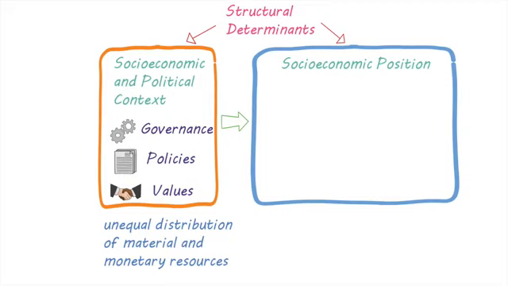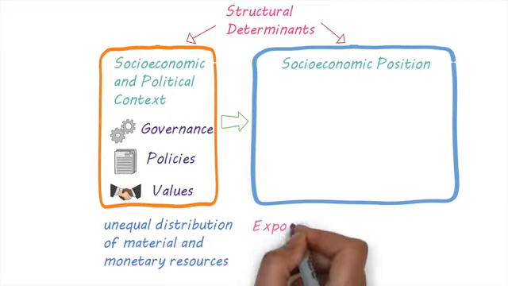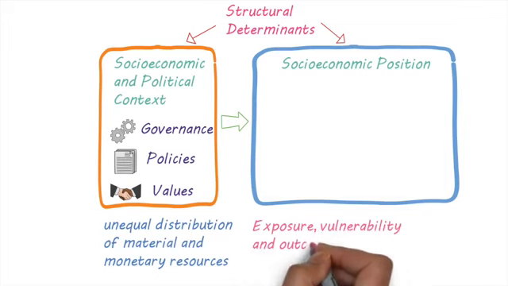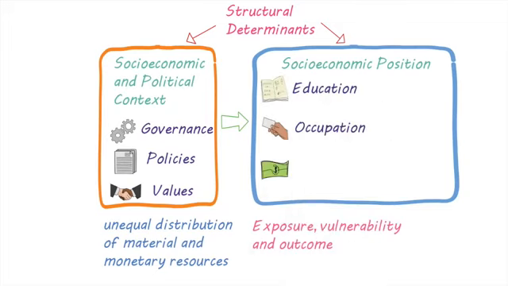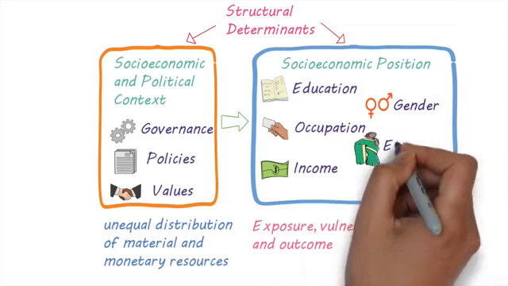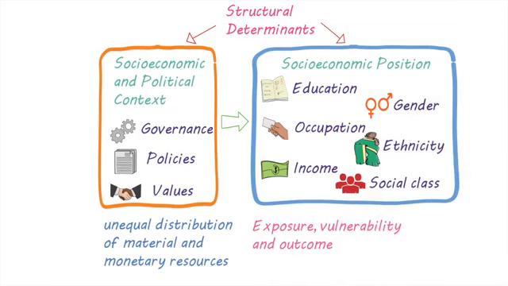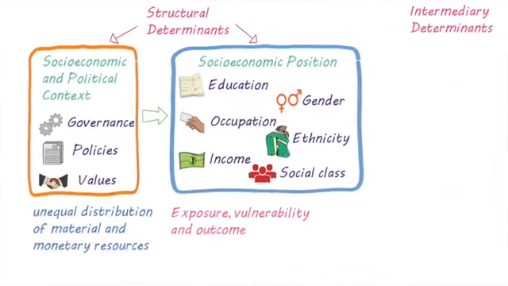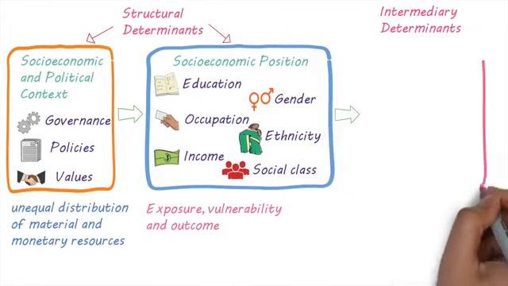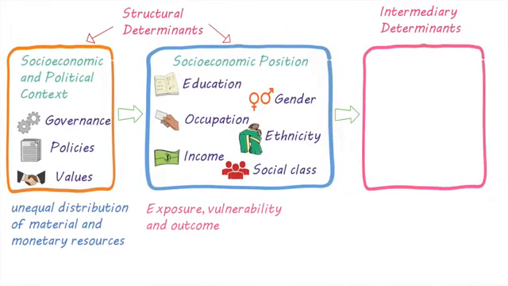The socioeconomic position describes a person's place in society, which can affect their exposure, vulnerability, and outcomes to conditions that have an impact on their health. The socioeconomic position is determined by a number of factors such as education, occupation, income, gender, race or ethnicity, and social class. The socioeconomic position in turn affects the intermediary determinants of health.